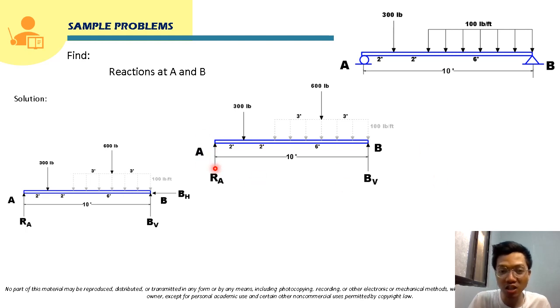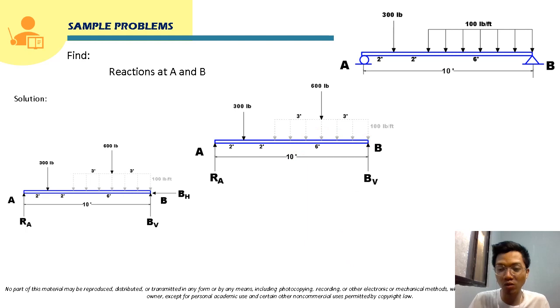So as we can see here, we have reaction at A and just a vertical reaction at point B. From this free body diagram, we can now start solving by using the equations that we can generate. Again, from our discussion, we can use two equations here. It can be either a combination of one moment equation and one summation of forces, or two summation of moments.